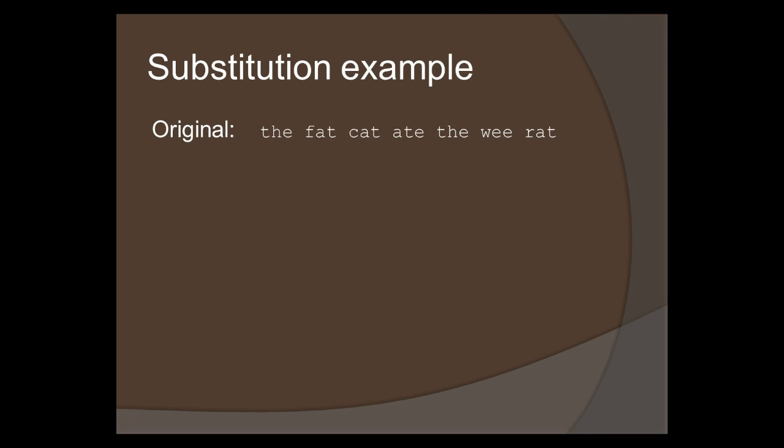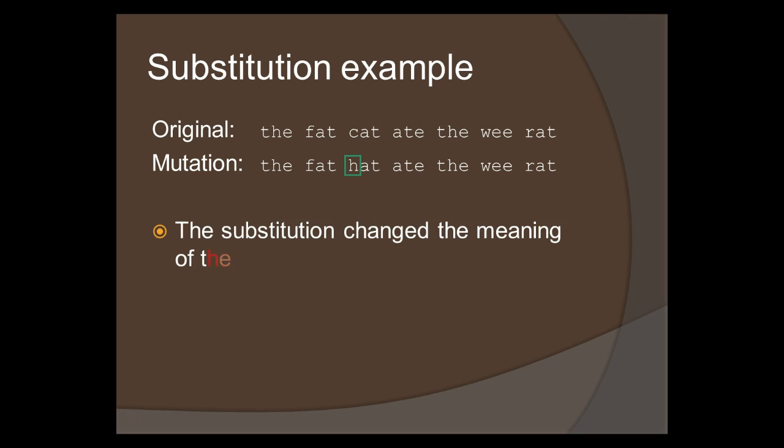So I like to use this example. It's like codons. All this stuff is three-letter words. The fat cat ate the wee rat. In this case, a substitution is going to change it. Now in this case right here, the C has been substituted for an H. So instead of the fat cat ate the wee rat, we have the fat hat ate the wee rat. Substitution changes the meaning of the sentence, but for the most part, it's still readable.